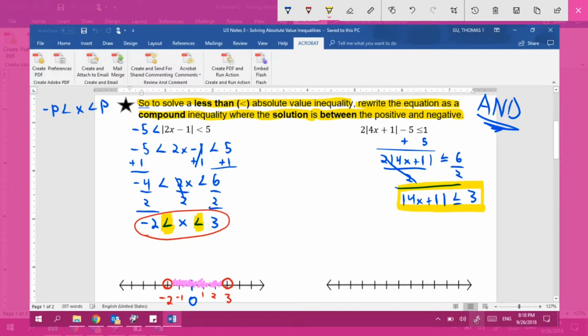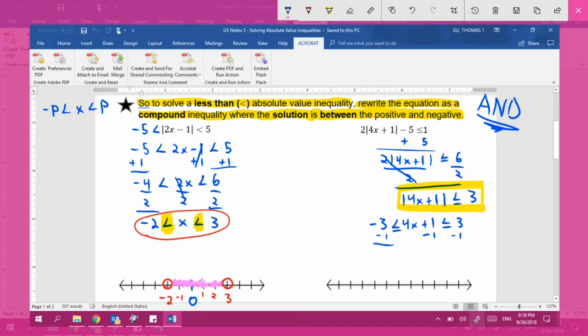Okay, so remember, I need to set up a compound inequality with the solution between my positive and negative. So I'm going to write it like this. 4x plus 1 is less than or equal to 3. And then I'm going to put greater than or equal to on the left side. And it's going to be the negative version, which is negative 3. So now we can solve. What's the first thing I need to do? Subtract 1 from everything.